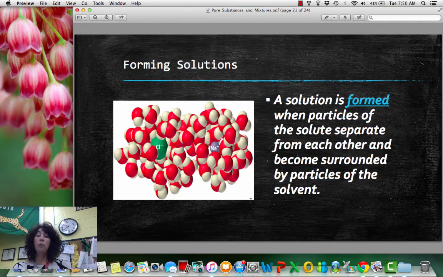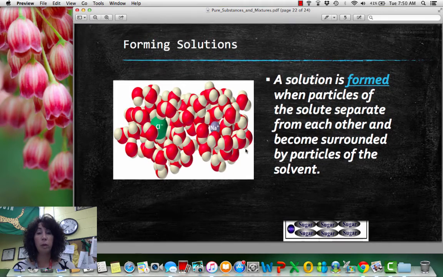Now, how do we form these solutions? A solution is formed when particles of the solute separate from each other and become surrounded by the particles of the solvent. So here we have NaCl, sodium chloride, salt, and we have these little water molecules. We can see the sodium and the chlorine have separated, still maintaining their properties though, and those particles get surrounded by the solvent, which in this case is water.